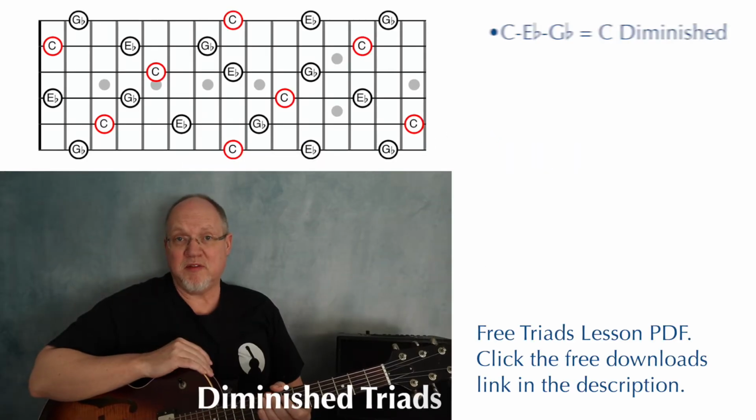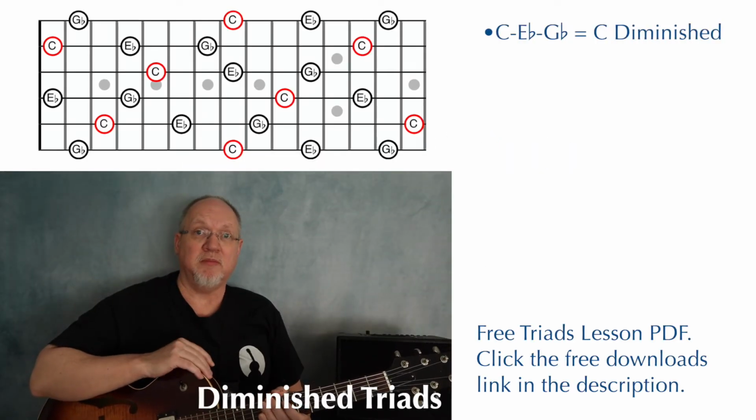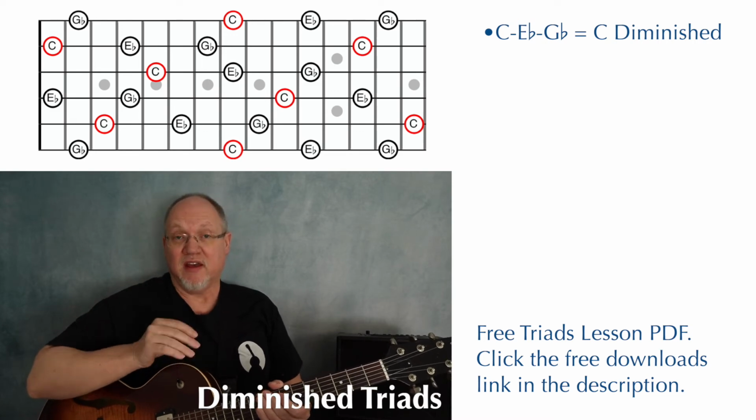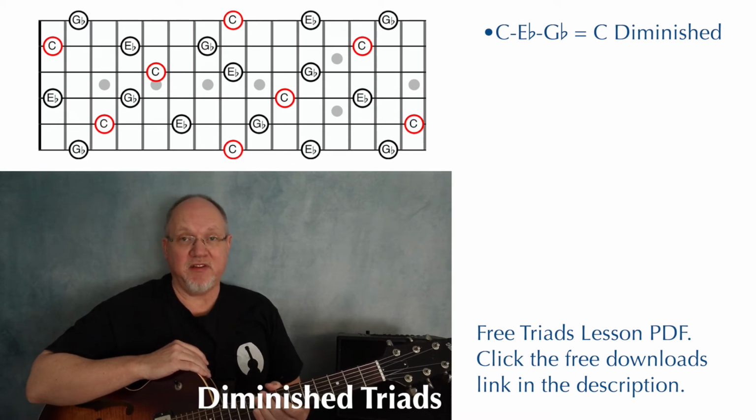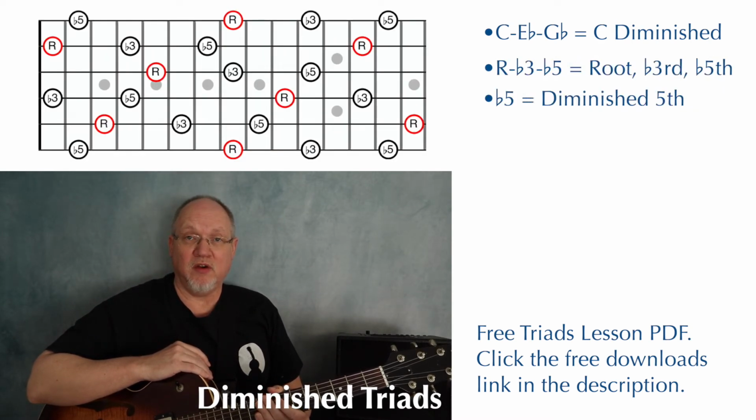The most common types of triads are major and minor, but I also want to show you diminished triads because those come in handy from time to time as well. So now we're looking at a whole bunch of C's, E flats, and G flats, which means that we're looking at the notes that form a C diminished triad.